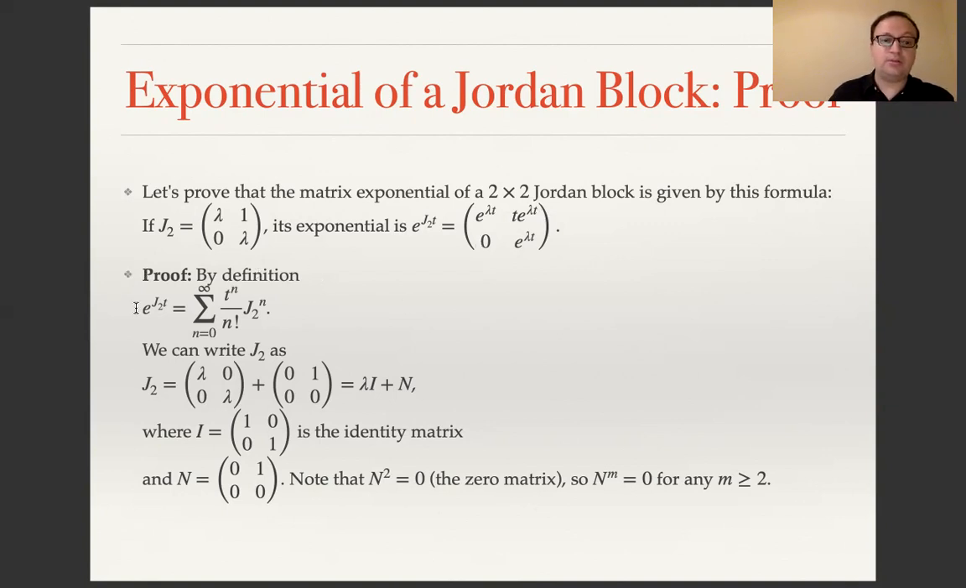Okay, so when proving this, we start from the definition of the exponential. So e to the J2t is by definition the sum over all non-negative n of t to the n over n factorial times J2 to the n. So this is the power series that gives the exponential for matrices as well as for numbers.